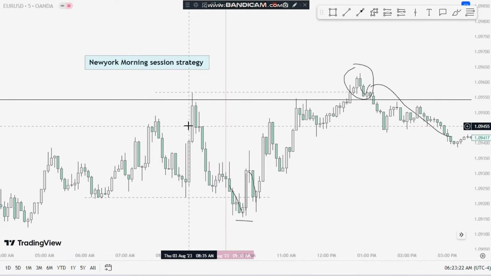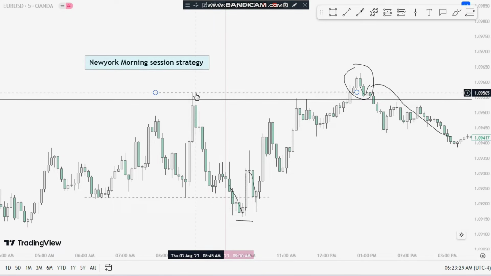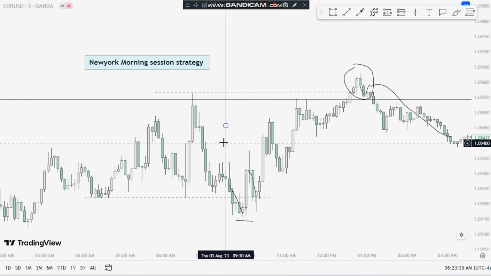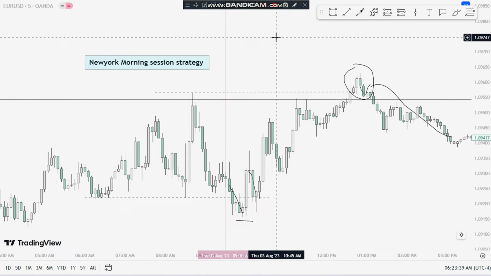So taking profit is always important. I usually target 15 to 20 pips. I don't wait for the highs now. Previously I used to wait, but then I got stopped out at times. So now I use 15 to 20 pips. So that was all about New York morning session strategy. I hope it's clear. If you have any questions, you can ask me.